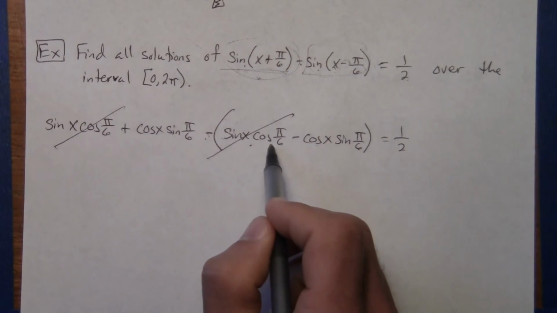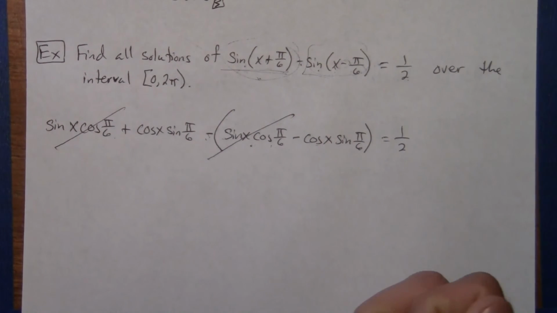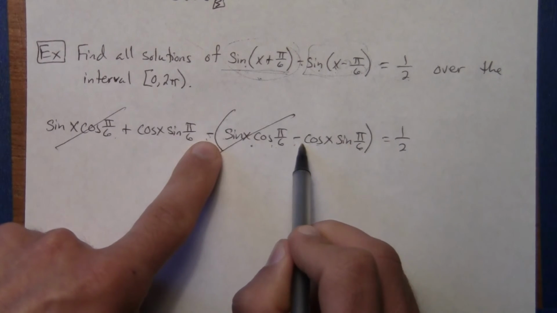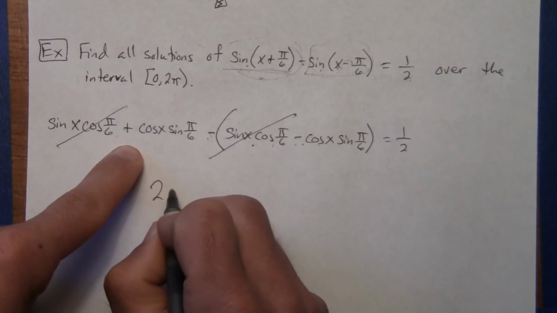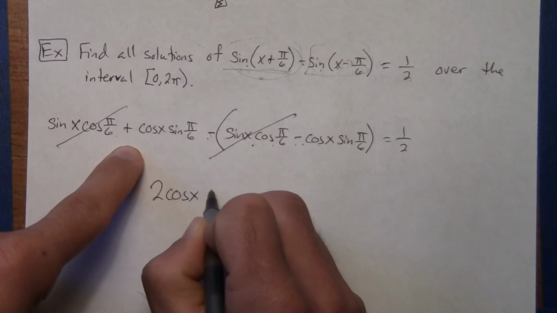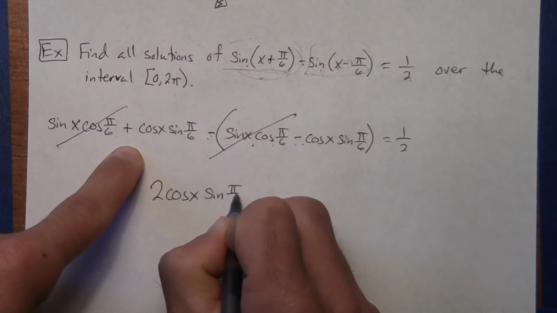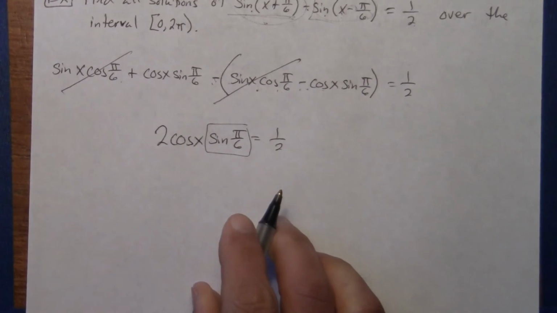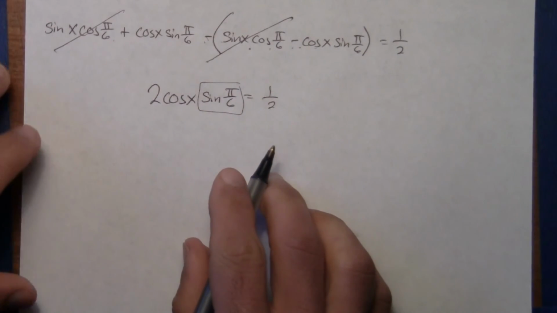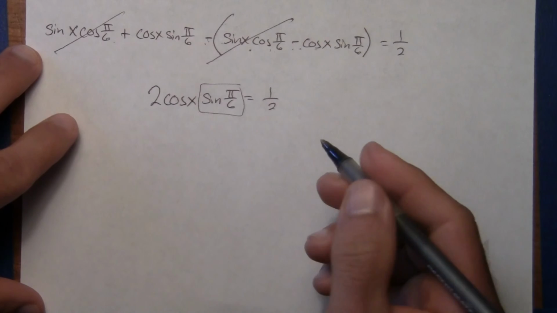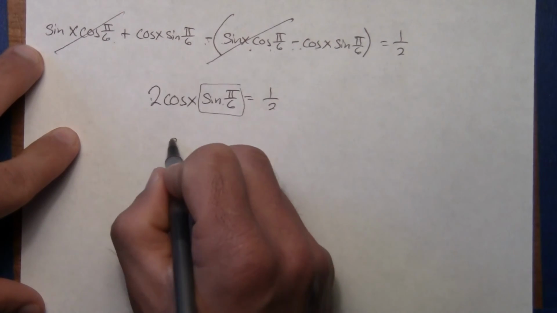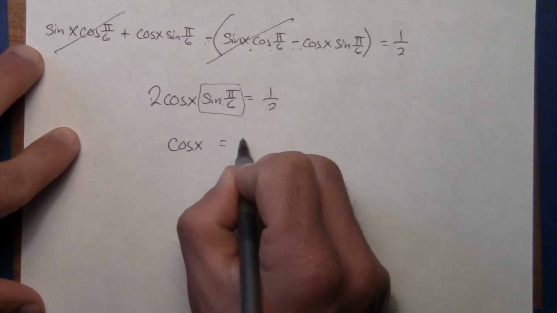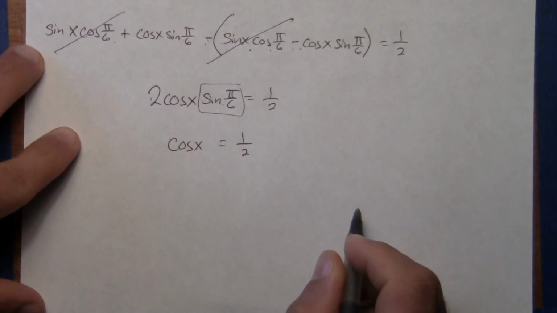You can easily figure out what the cosine of pi over 6 is, and eventually you're going to see they're going to cancel. This will switch into positive, and you now have 2 cosines of x times the sine of pi over 6 is equal to 1/2. You can easily identify or figure out what that is. The sine of a 30-degree reference angle should give you 1/2. 1/2 times 2, of course that gives me just 1. I'm looking at where is the cosine of x equal to 1/2.